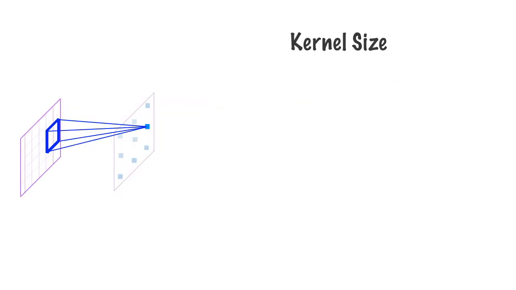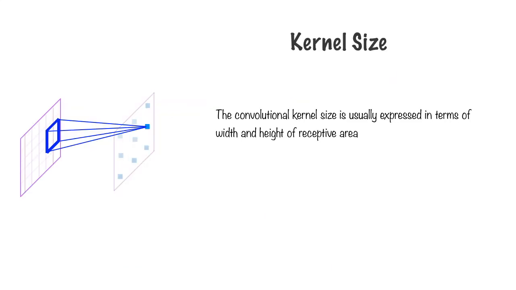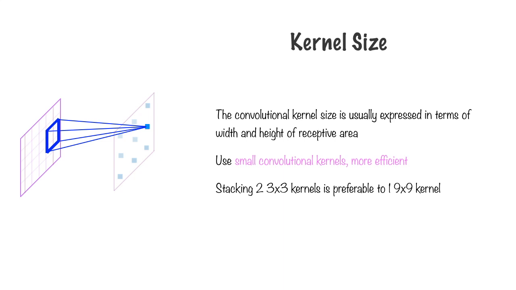Now, the size of the kernel is usually expressed in terms of width and height. A width of 3 and a height of 3 is a 3 by 3 kernel. It's common practice to use small convolutional kernels as they have turned out to be more efficient while working with real problems. So, instead of a single 9 by 9 kernel, you might choose to stack two 3 by 3 kernels, and that is preferable. A smaller kernel size allows us to extract more information from the local receptive field.